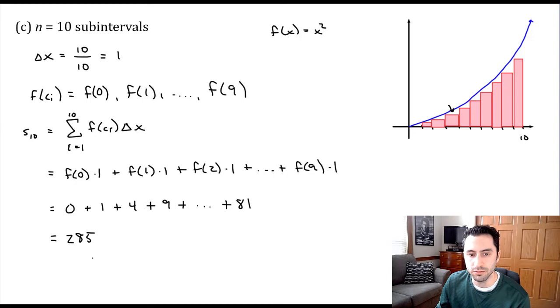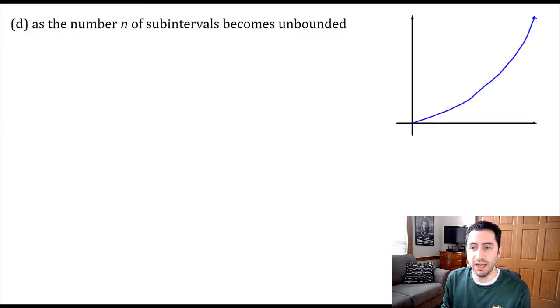Now, lastly, let's take a look and see what happens as we increase the number of subintervals to infinity. All right, so now as n becomes unbounded, or the number of subintervals increases, we are going to split up 0 to 10 into a bunch of subintervals.